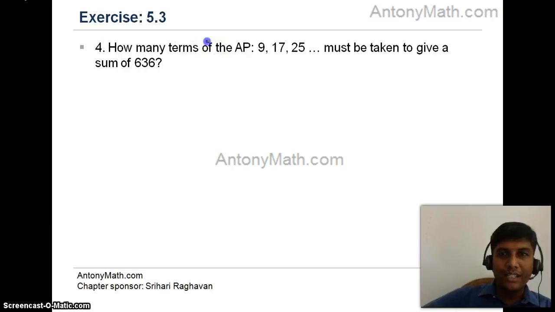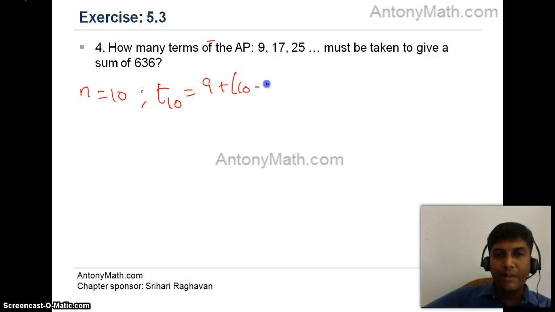So they have asked us to find the value of n. So let's take a random first 10 terms. What is the 10th term of the series? It is 9 plus 10 minus 1 into 8, which is 9 plus 72, which is 81.